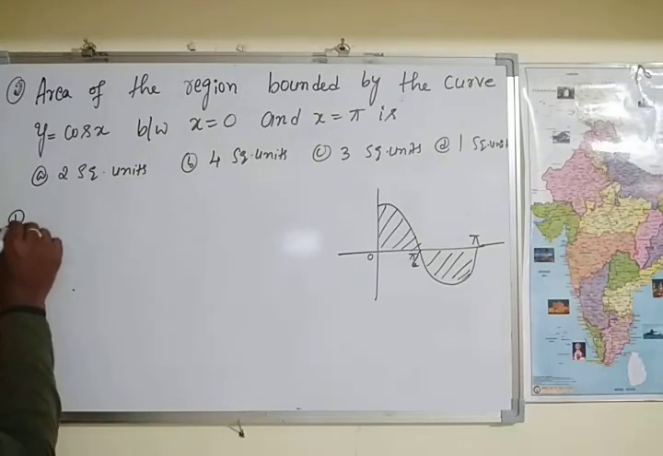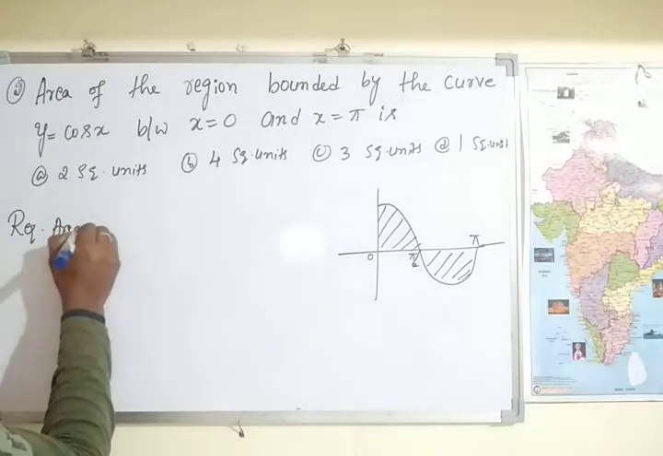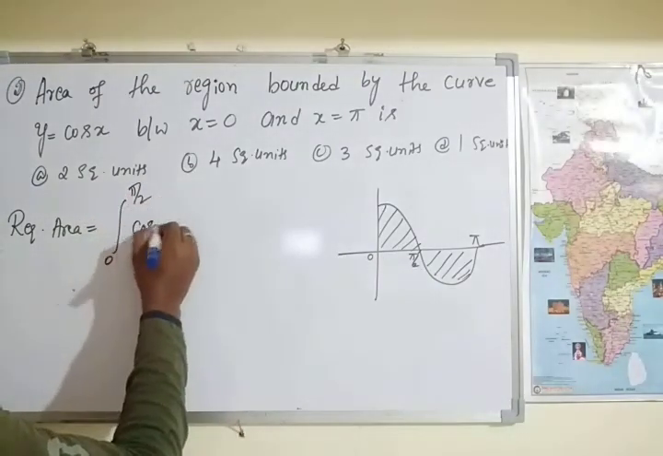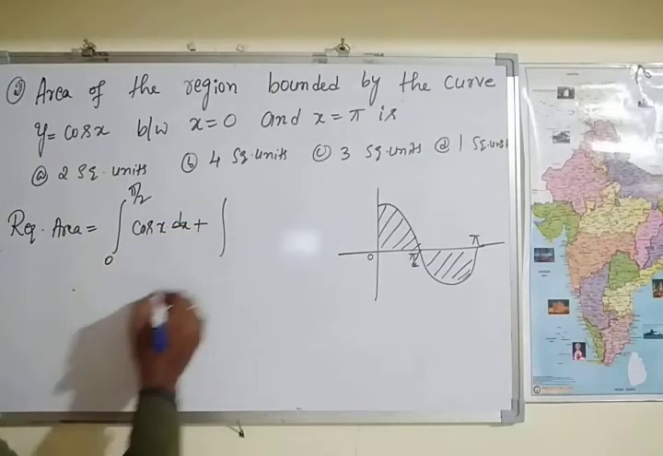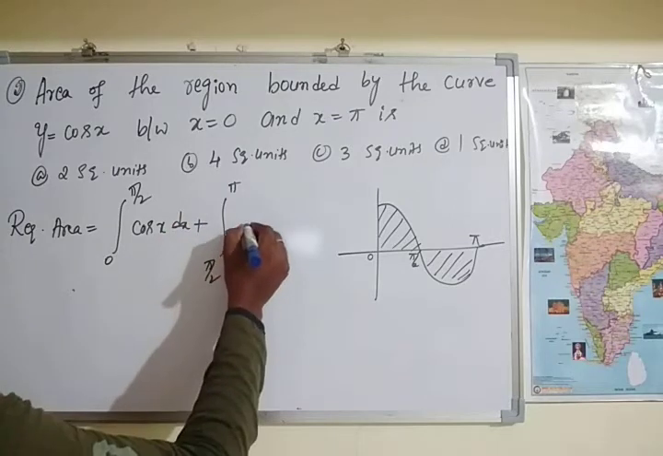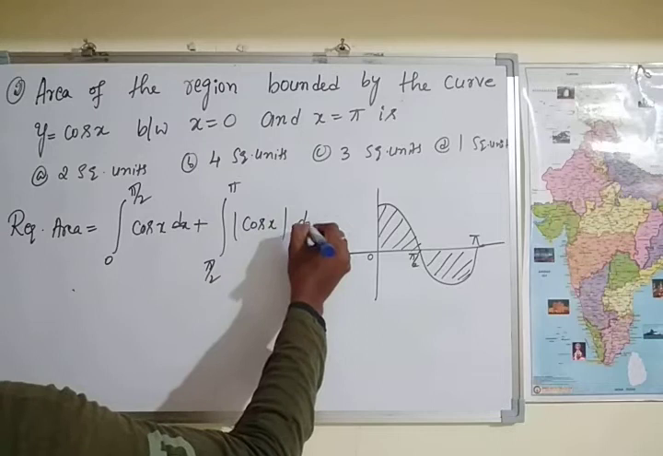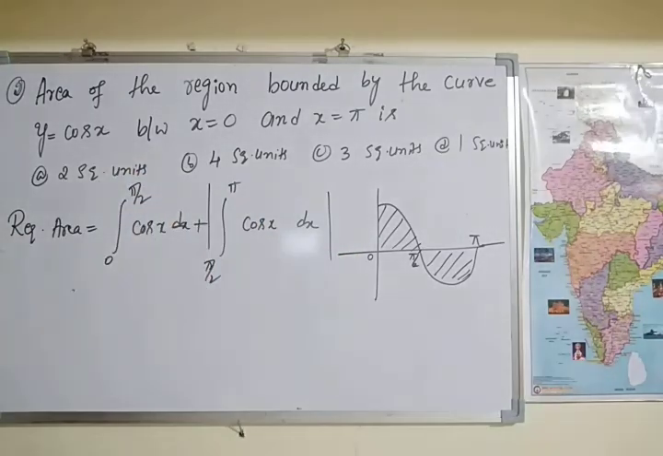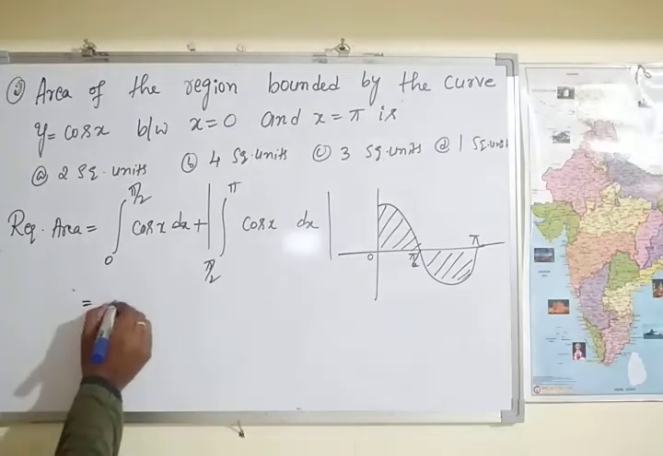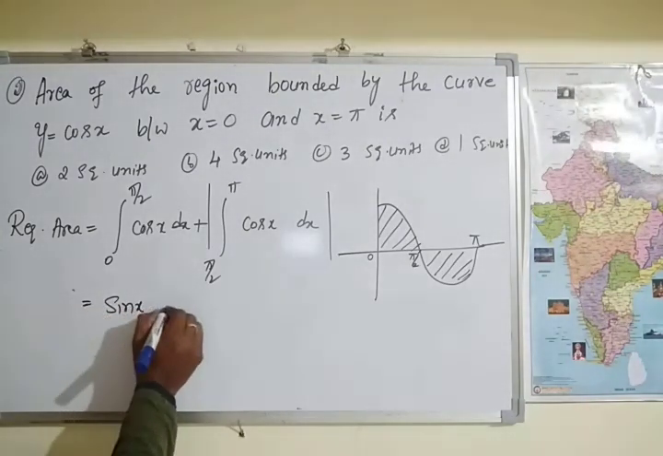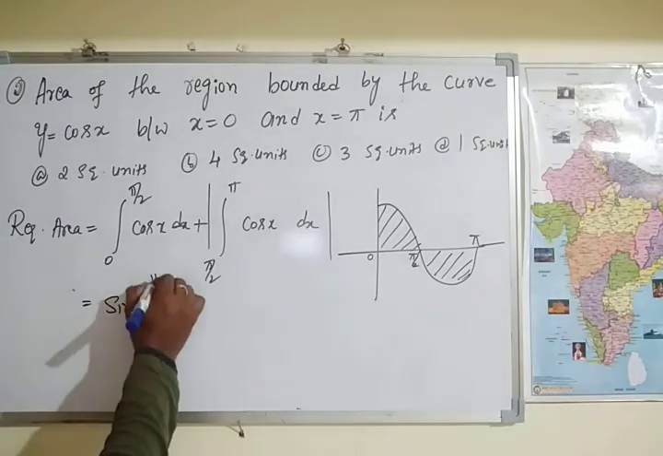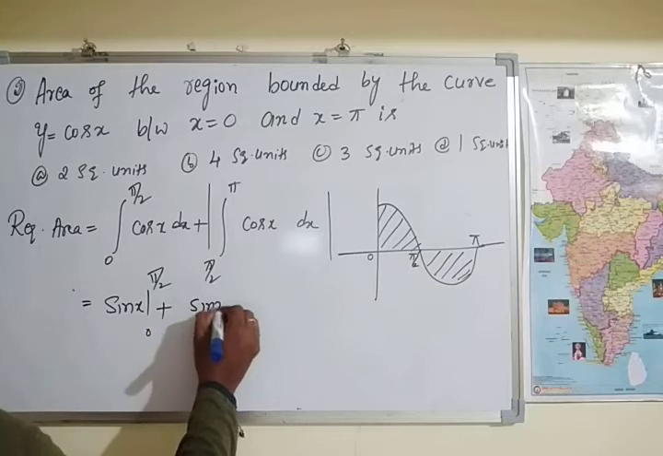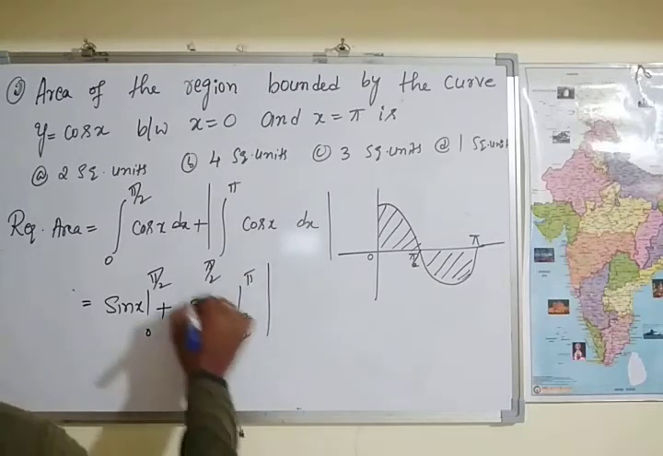Now the required area is equal to the integral from 0 to pi by 2 of cos x dx, plus the integral from pi by 2 to pi of cos x, taking the modulus of the second term. The integral of cos x is sin x. Here, from 0 to pi by 2, the integral of cos x is sin x, and also from pi by 2 to pi, with modulus of the result.